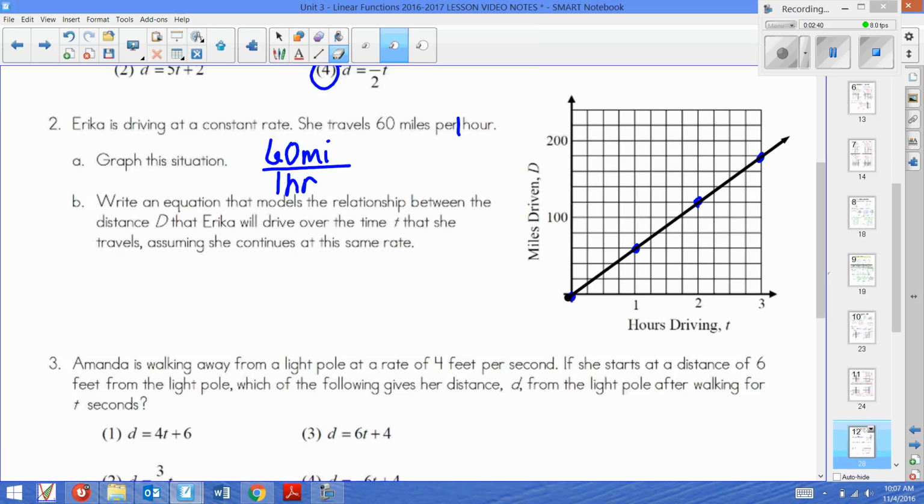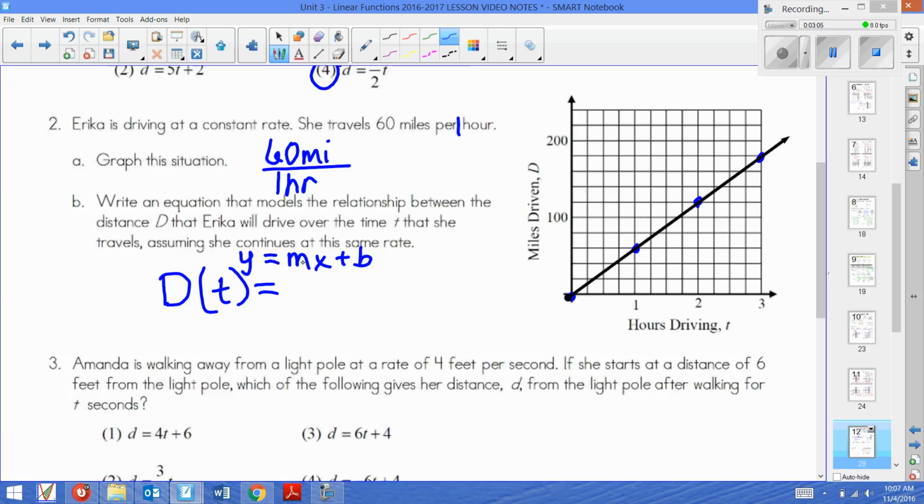Now, part B says write an equation that models the relationship between the distance and the time. Well, we know that the distance, we could call that d, or d of t, because t is really our x here, would equal, well, we know that a line is typically in the form y equals mx plus b. So what is my slope? Well, my slope was rise, I went up 60 over run, so 60 over 1, which is really just the same thing as 60, times my x plus my y-intercept, which would just be 0.